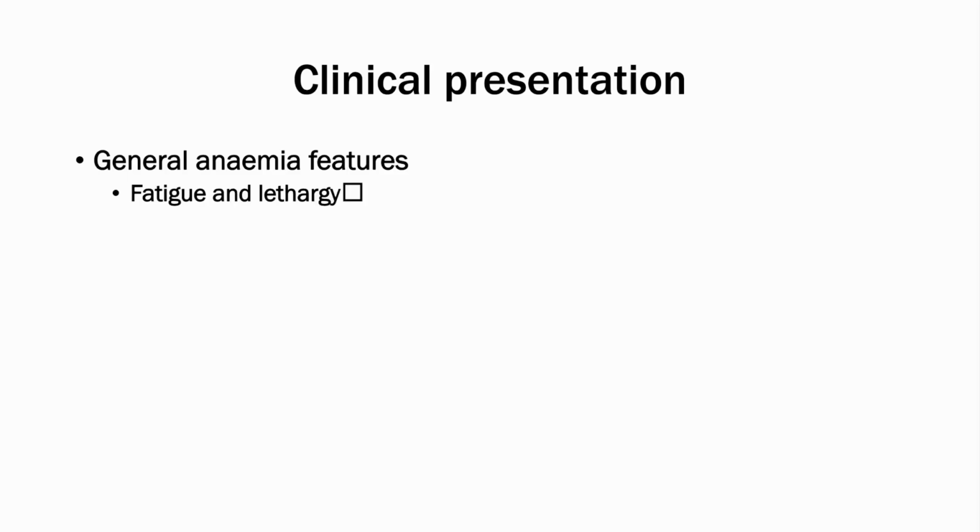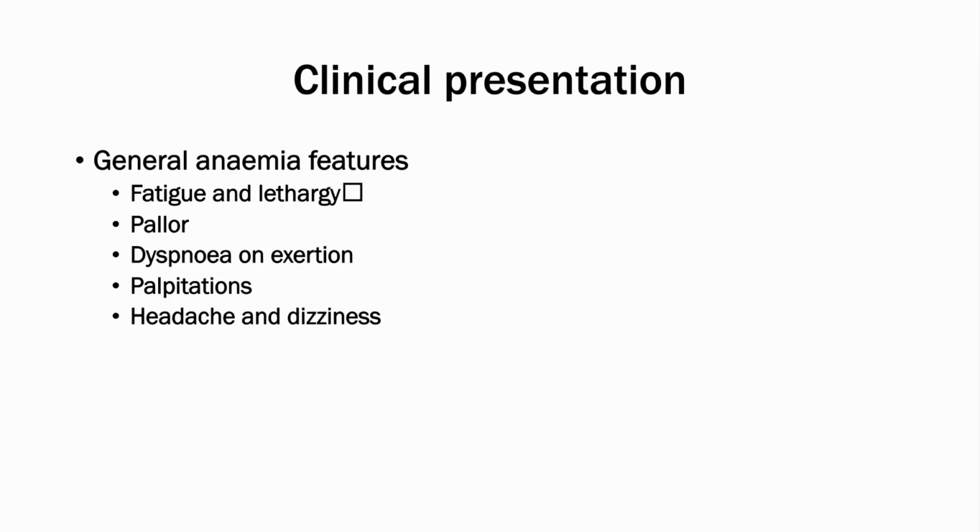Now, in terms of the symptoms the patient may present with, there are some of the general features of anemia, which includes things like fatigue and lethargy, pallor, dyspnea on exertion, as well as palpitations, as well as headache and dizziness. Tachycardia can also be present. That is because your body's trying to compensate by increasing your heart rate to try and deliver sufficient oxygen around your body.